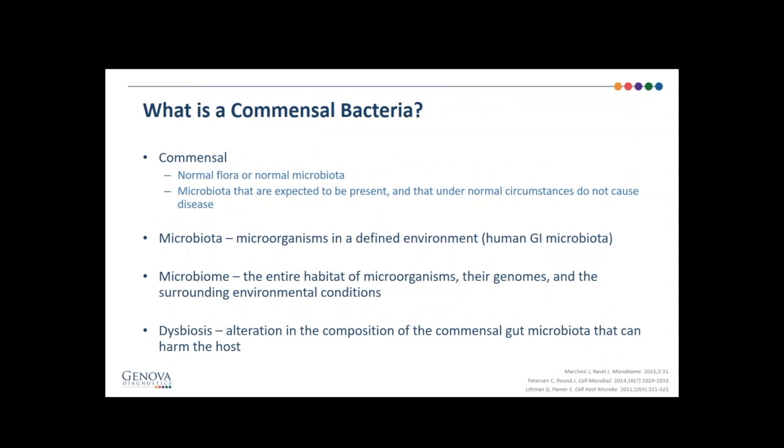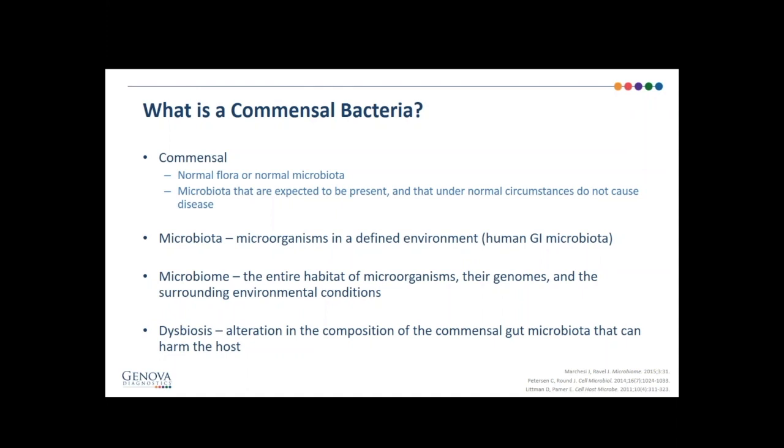So what is a commensal bacteria? This is the normal flora or normal microbiota that would be expected to be present in somebody's GI tract. So under normal circumstances, it would not be expected to cause any kind of disease. The microbiota are the actual microorganisms themselves in the defined environment. So today we're talking about the GI tract microbiota in a human. The microbiome is the entire habitat of microorganisms and their genes and the surrounding environmental conditions. So really the whole ecosystem.